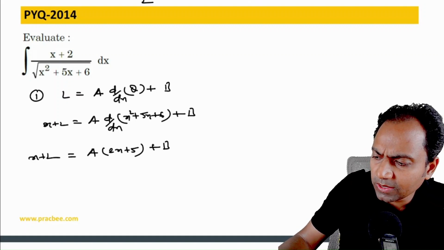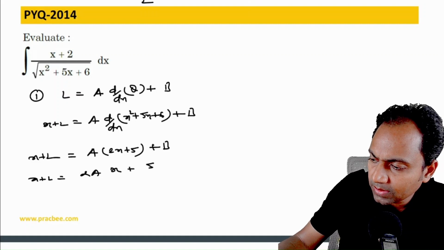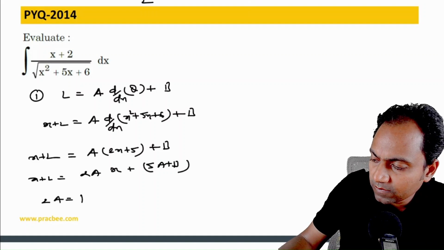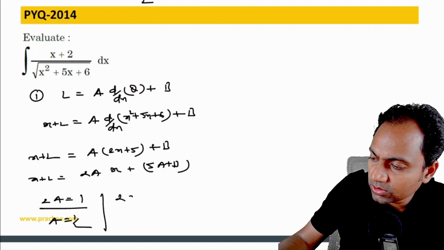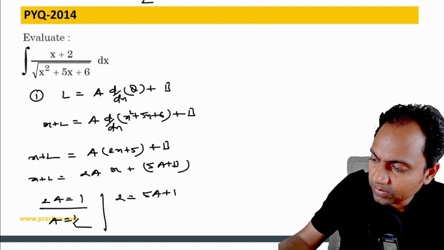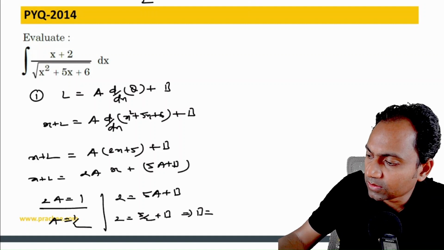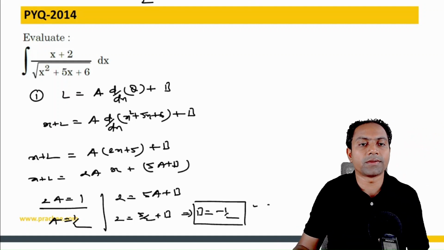Now I can compare the coefficients. So if I compare, it is 2ax plus 5a plus b. If I compare the coefficient of x, it is nothing but 2a equal to 1. So the value of a comes out to be 1 by 2. And if I do it for the constant term, 2 is equal to 5a plus b, so 2 is equal to 5 by 2 plus b, or the value of b comes out to be nothing but minus 1 by 2. So we have got the value of a and b.